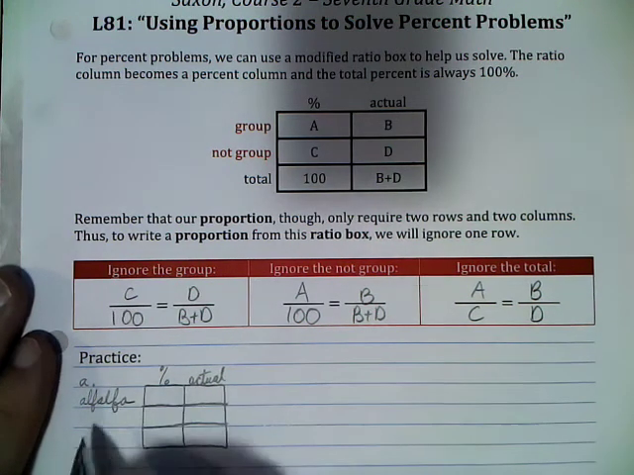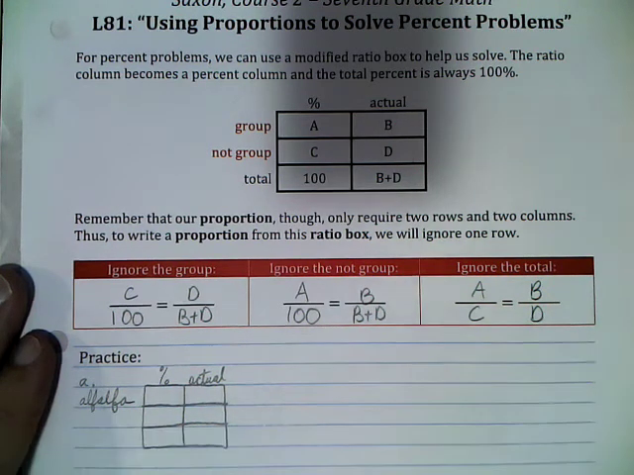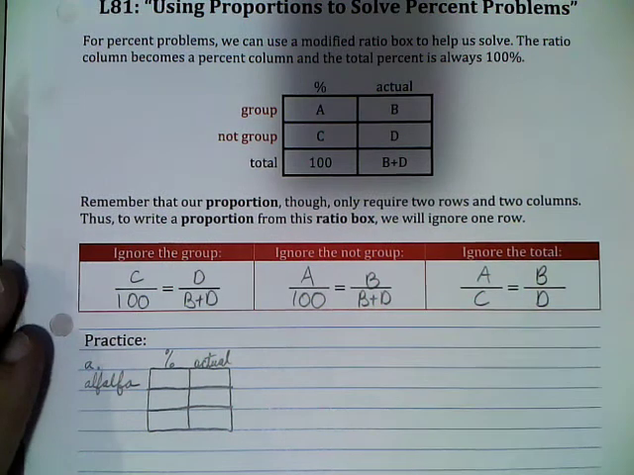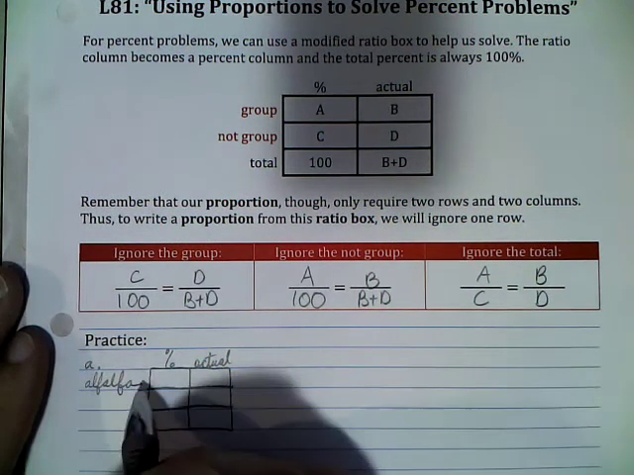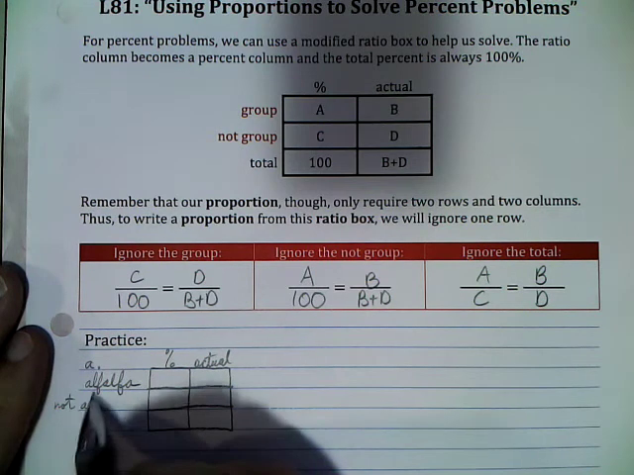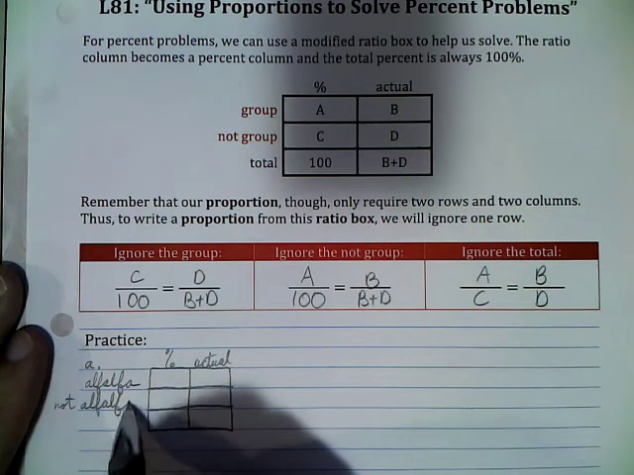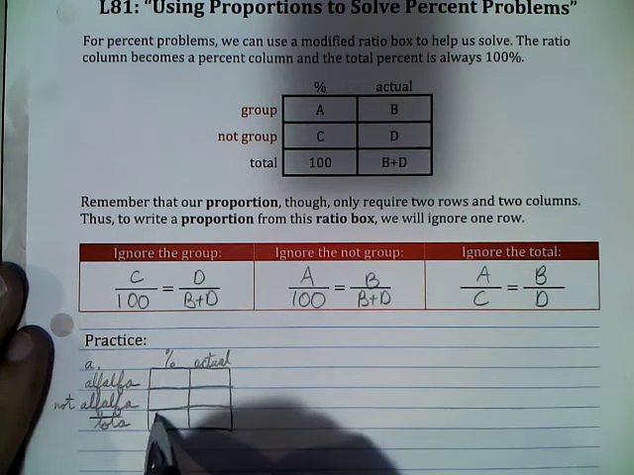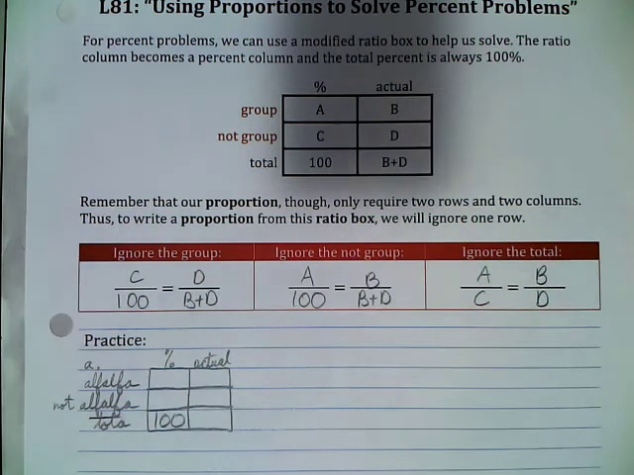If I were to take a guess, this may be the first time in your life you've actually written the word alfalfa. I know it's a word that I've heard a lot, but I really haven't written it very many times. So alfalfa is the group that we'd be talking about here. So the not group would just be not alfalfa. And then the third row is the total. The total is always 100%. And now we're ready to start filling things in.